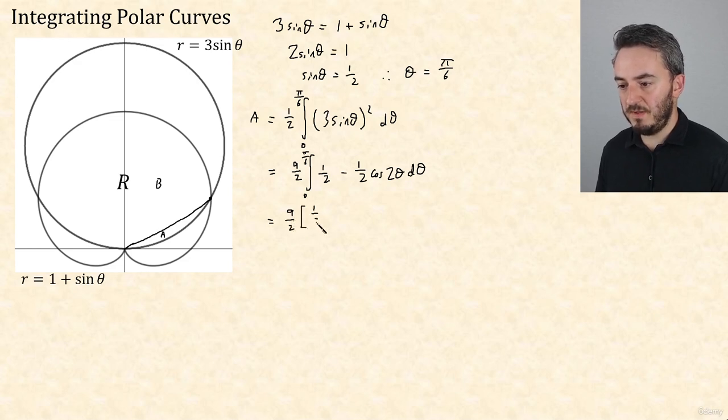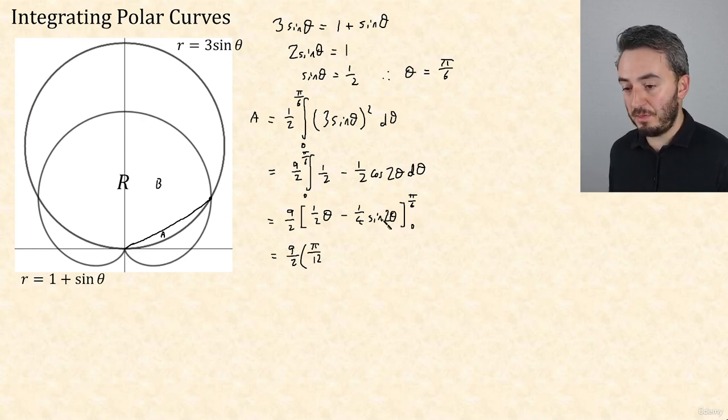And then it's 1/2 theta minus, well, integral of cos 2 theta is half sine 2 theta, so we've got a quarter sine 2 theta between 0 and pi over 6. So when I sub in pi over 6, I get half of pi over 6, which is pi over 12. And then a quarter sine of 2 times pi over 6. So that's sine of pi over 3.